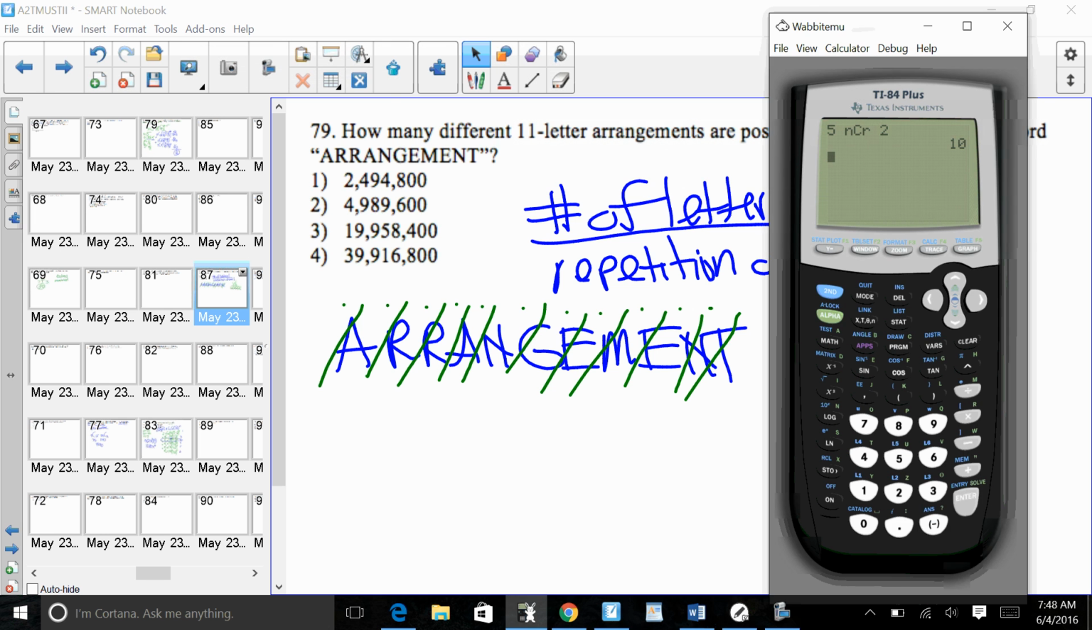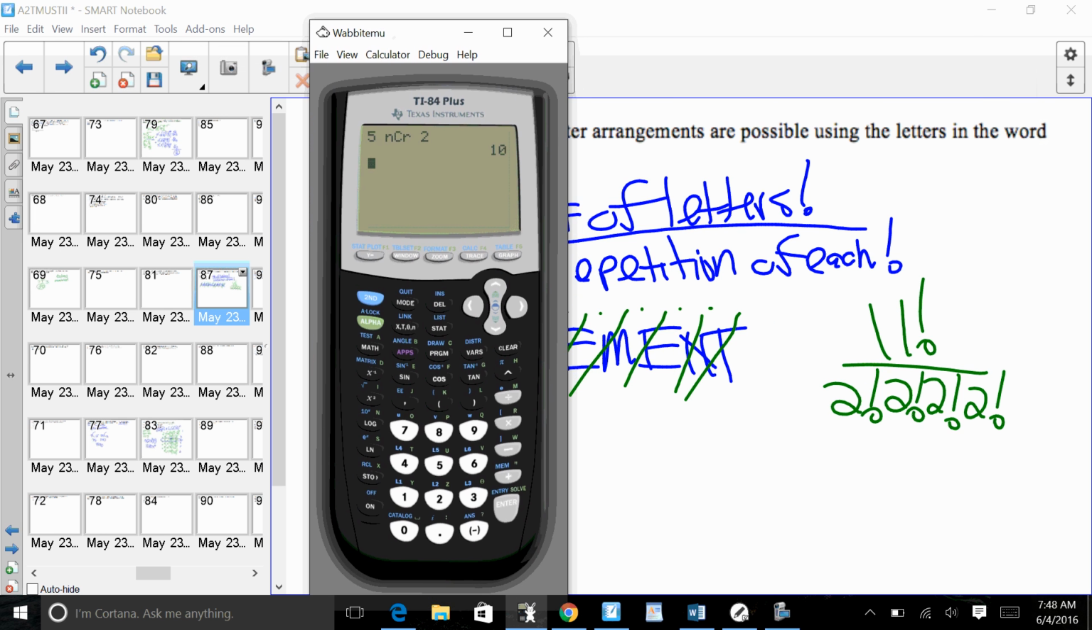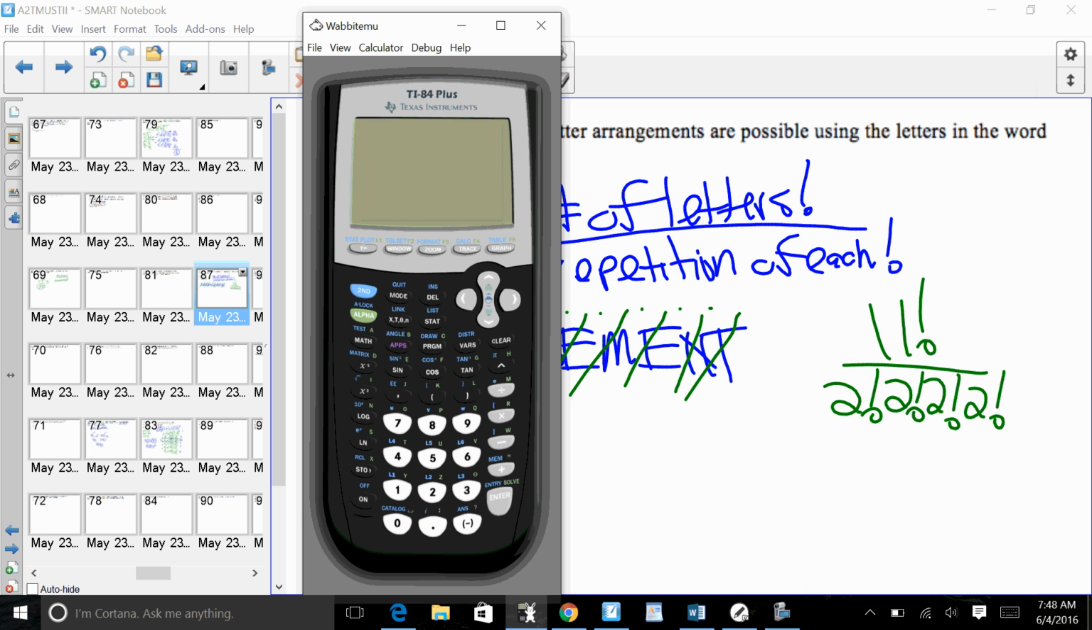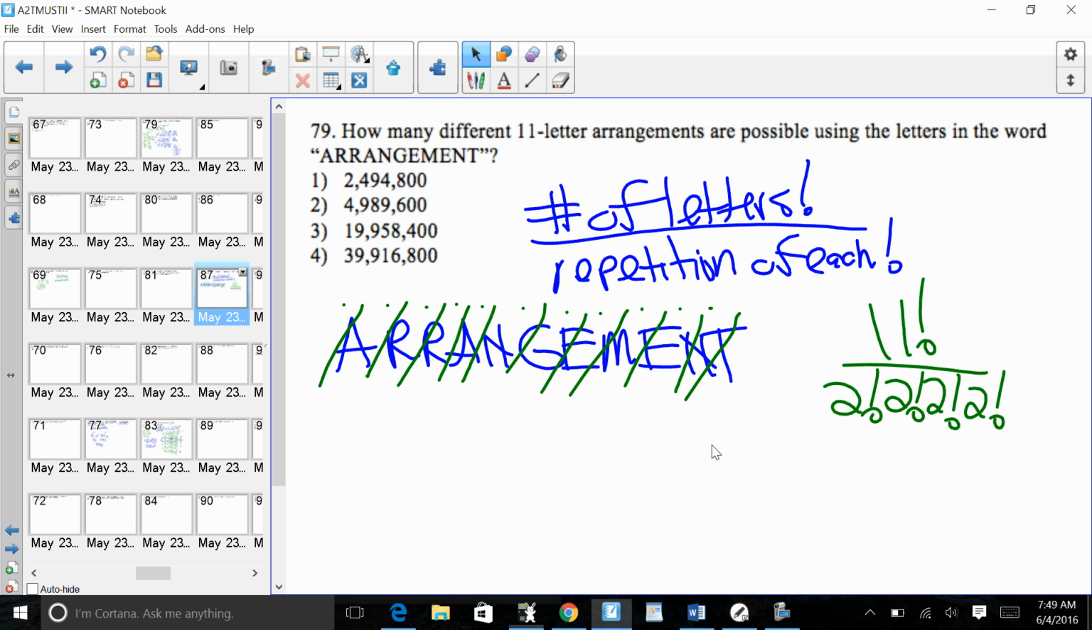Alpha y equals enter this thing. Before alpha y equals enter existed, a lot of mistakes were made on this. Now, shouldn't be an issue. 11, math PRB factorial over 2 math PRB factorial, 2 math PRB factorial, 2 math PRB factorial, and finally 2 math PRB factorial. 2, 4, 9, 4, 800.